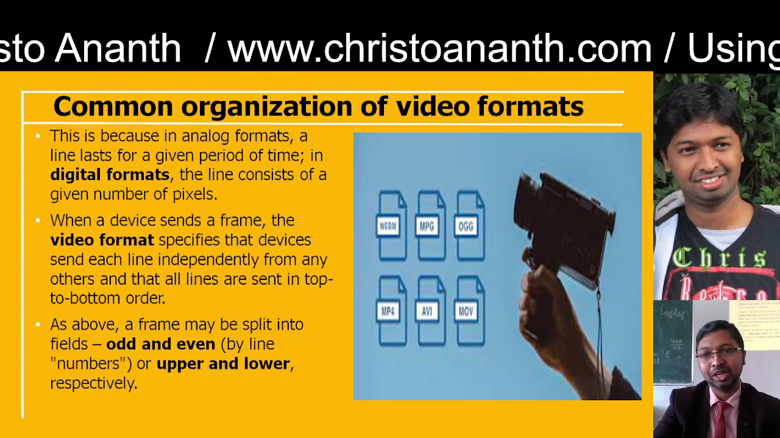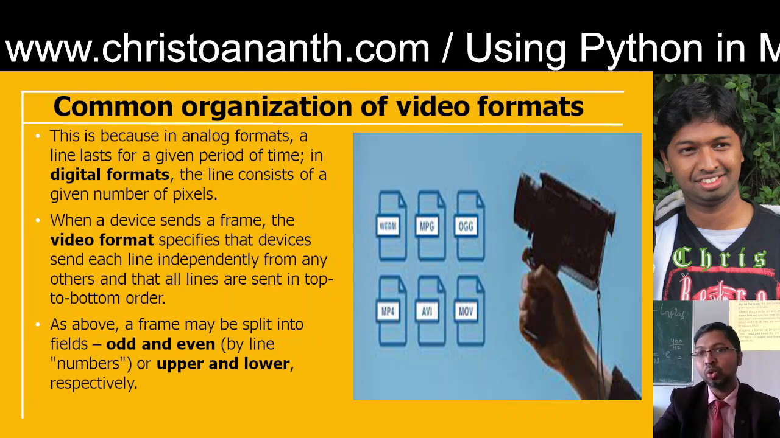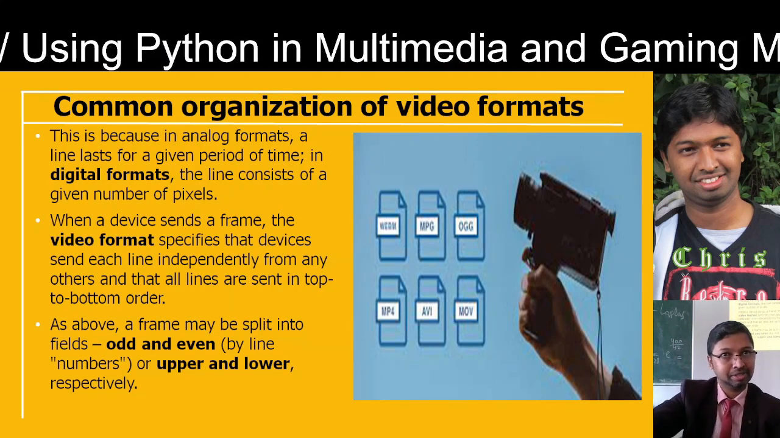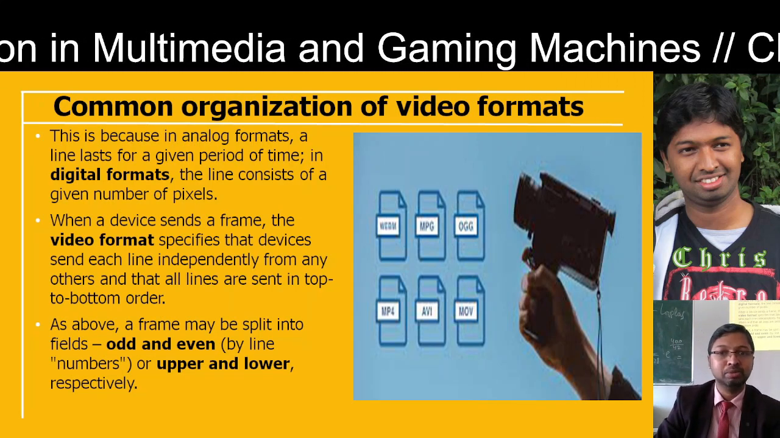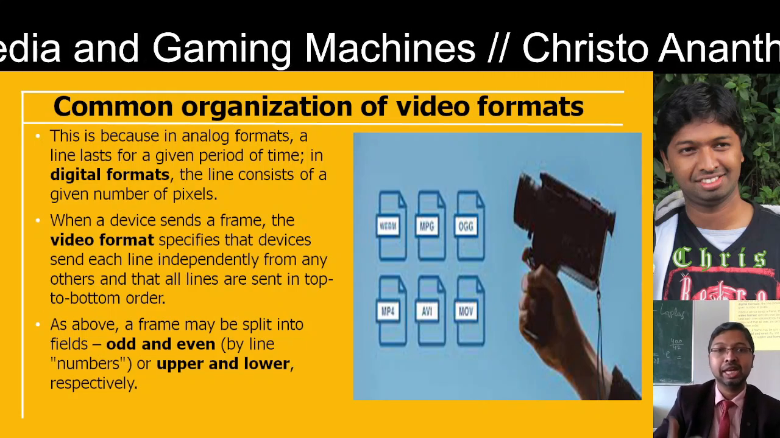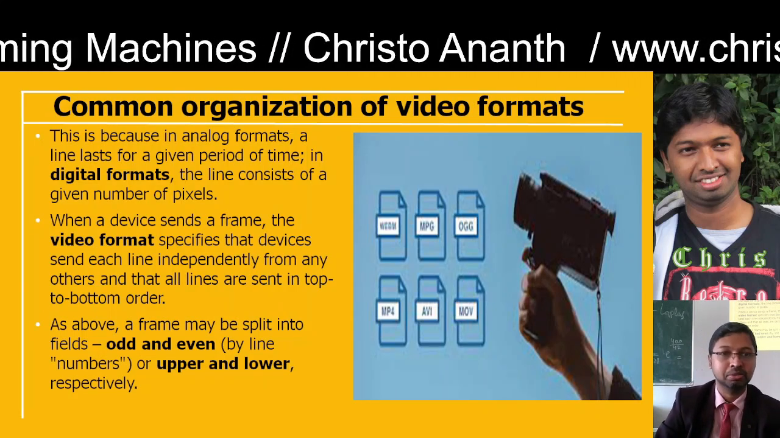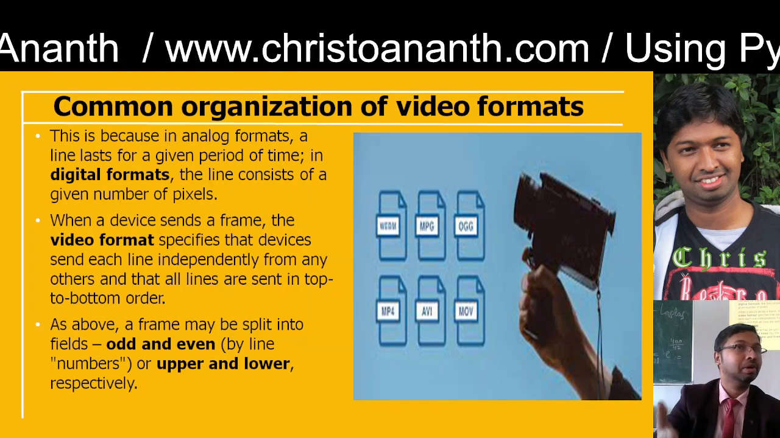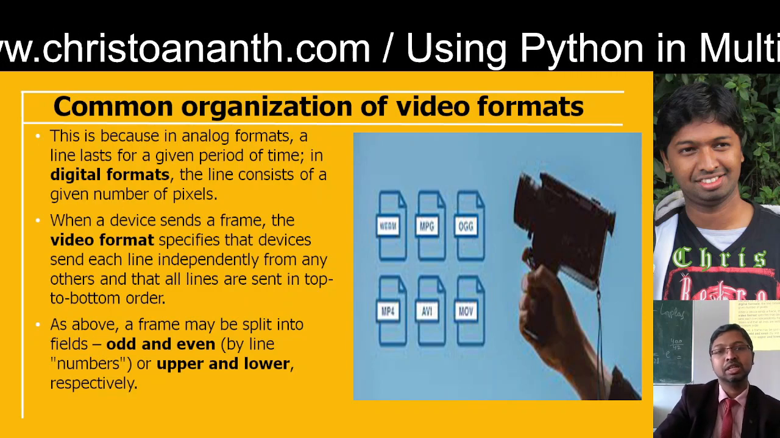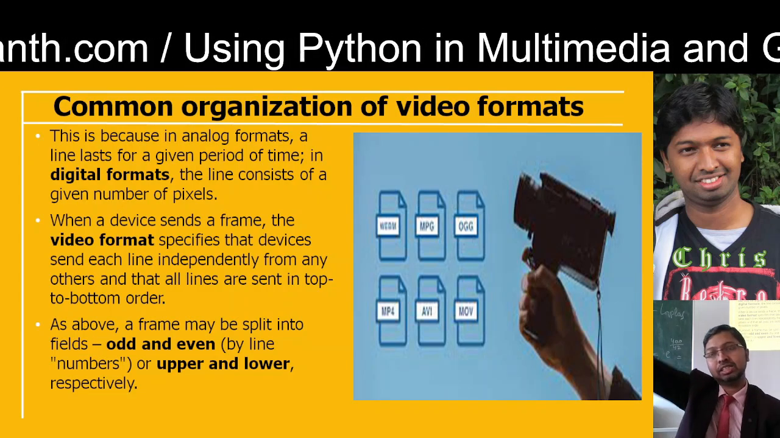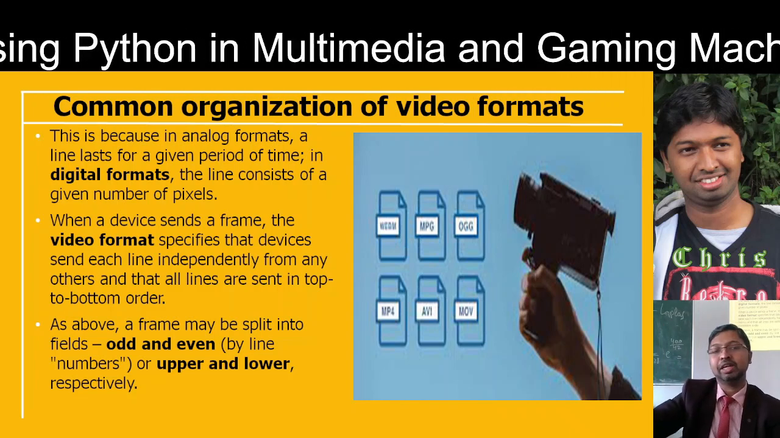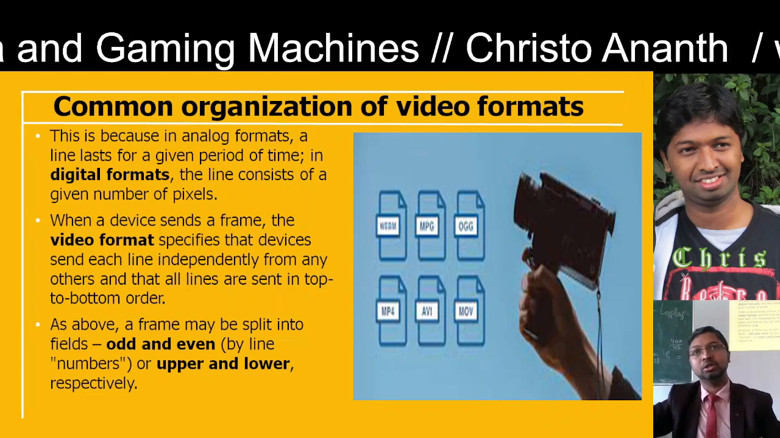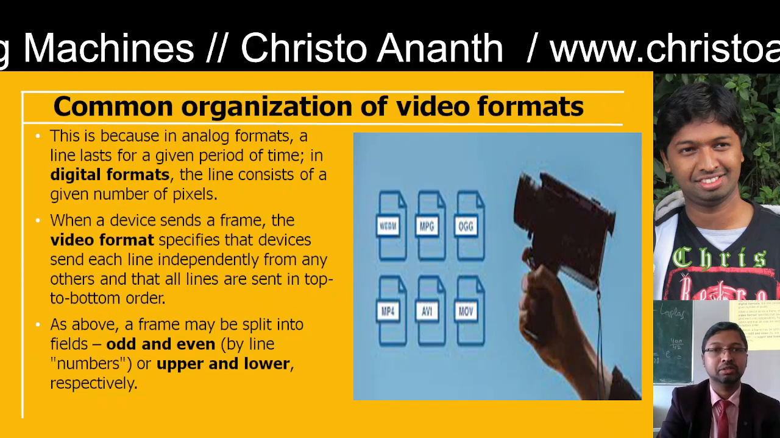I told you, we have MP4, AVI, MOV, OGG. Especially OGG, you can use in WhatsApp. That's a particular type of format. MPG, and so on. You will have several digital formats where the line consists of a different number of pixels. When the device is going to send a frame, the video format specifies to that device each line independently from the others, so that all lines are sent in top to bottom order. The frame may be split into odd and even, or maybe upper and lower. That is how this is set.